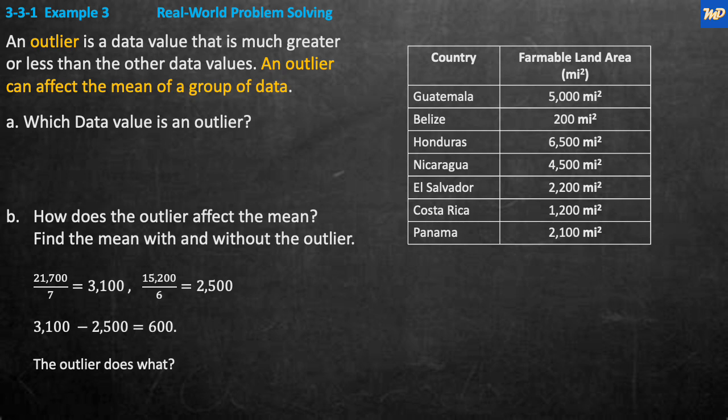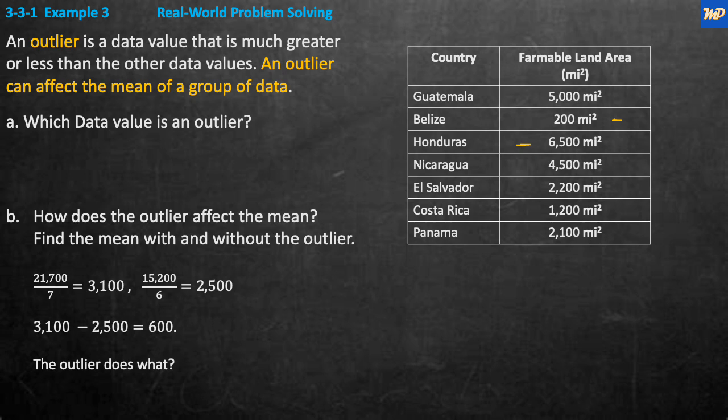Well, when we look at these, we have the country and land mass. It looks to me like Belize, 200 miles square, is pretty small. That might be the outlier because all the rest have thousands and 2,000s. If that's the smallest, then the next thing you ask yourself is, what's the largest? The largest number in here appears to be maybe Honduras, 6,500 square miles. Yes, it is.